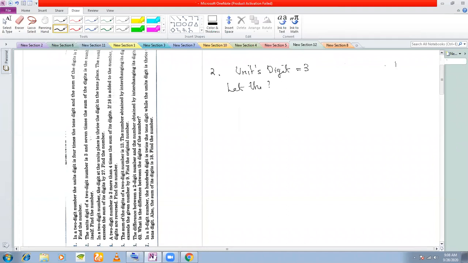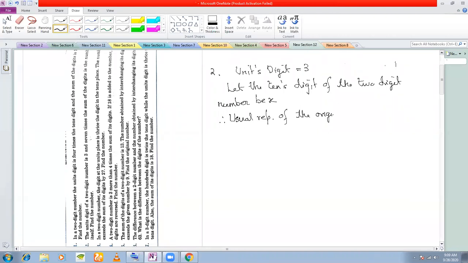Let the tens digit of the 2-digit number be x. Therefore, the usual representation of the original number is what? The tens digit is x and the units digit is 3. So what is the generalized representation?